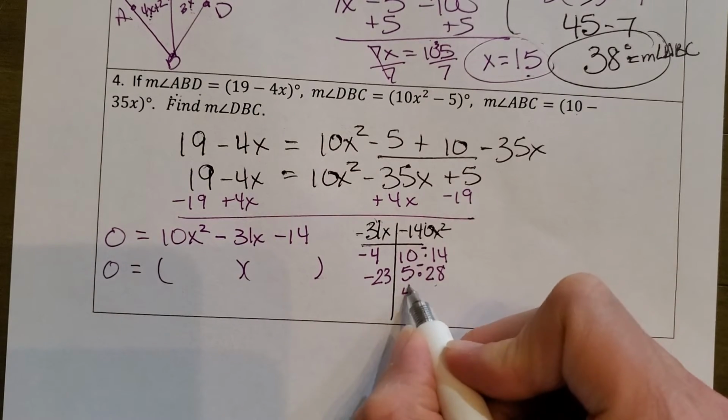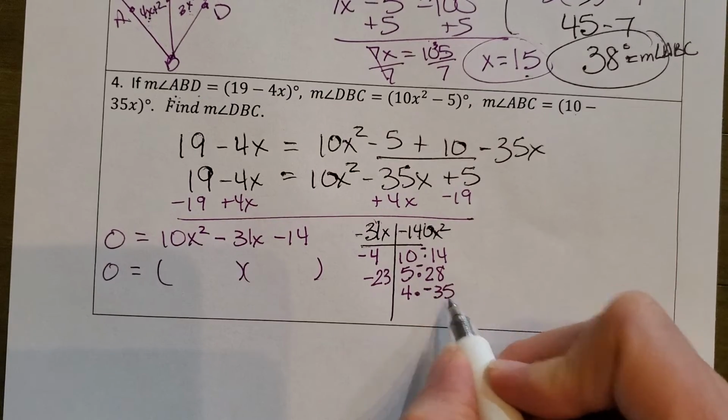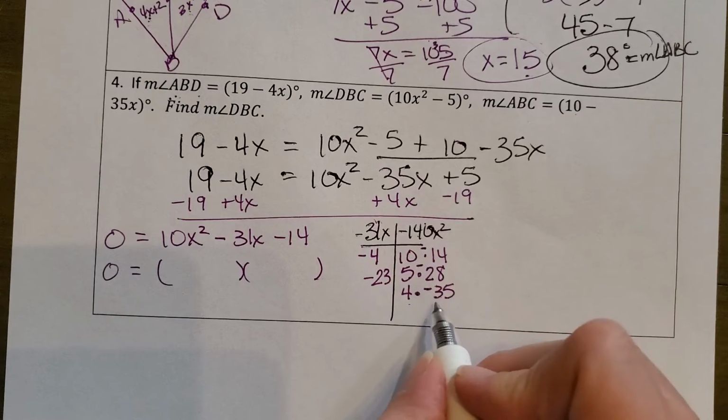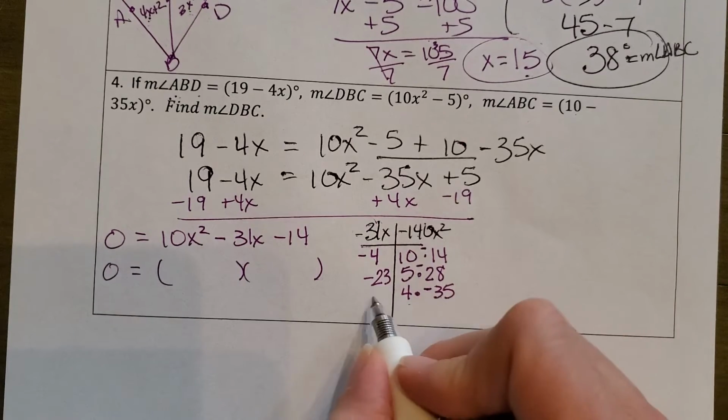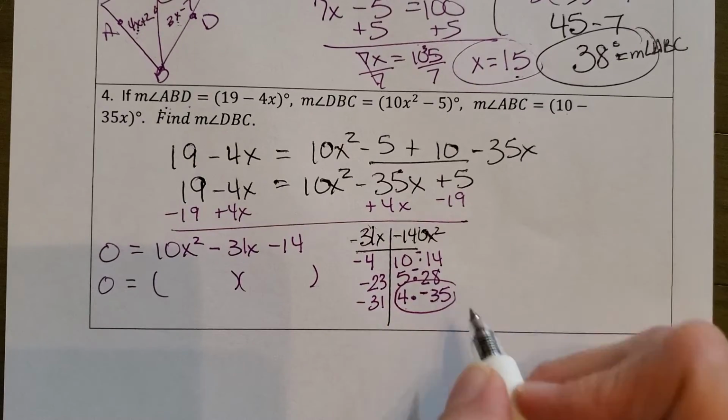4, yes, 4 goes into both of those. So let's look. 4 and 35, I think. Yeah, that works. 4 times 35 is 140, but when I add these two, because this one's negative, I'm going to get a negative 31. So these are the factors I needed to make my box.